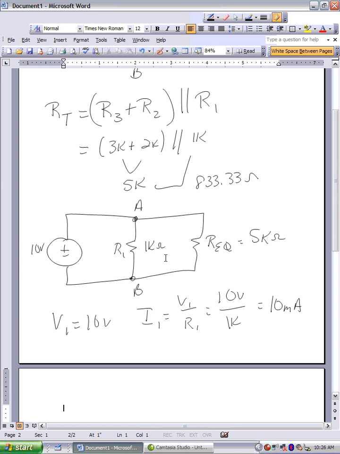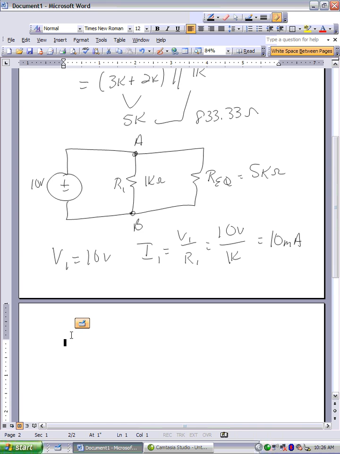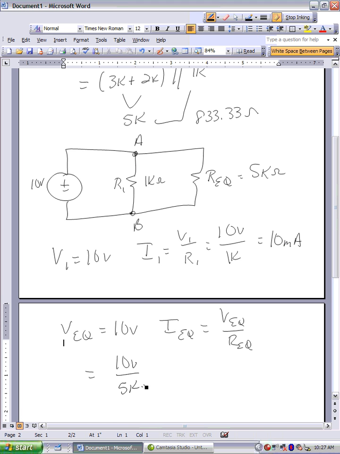Okay, V equivalent is also 10 volts. So if I look for the branch current, which I'll call I equivalent, it's going to be V equivalent divided by R equivalent. Substituting my values, I get 10 volts over 5 kilo ohms, which is 2 milliamps. That means I have 2 milliamps right here, down through R equivalent.